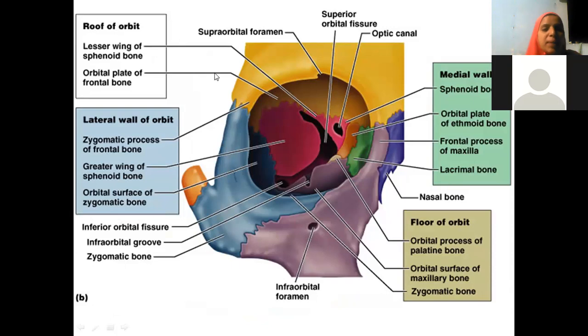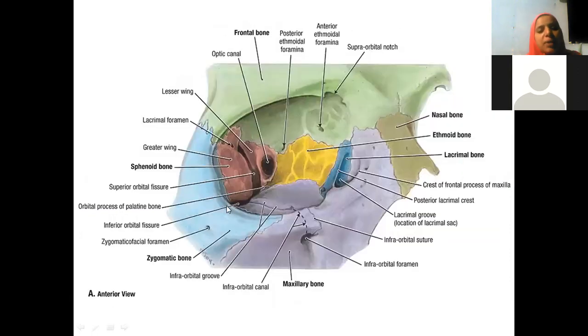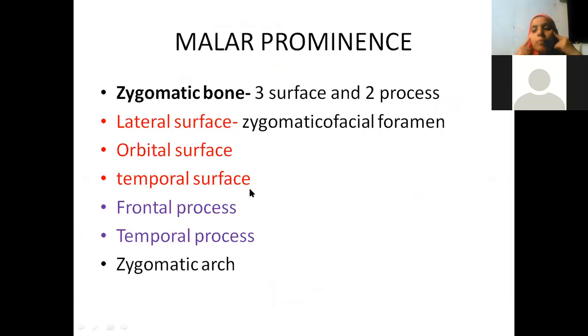The roof of the orbit is formed by the lesser wing of the sphenoid bone, then the orbital plate of the frontal bone. Now this is the medial wall, which is formed in pink color by the sphenoid bone. We have the orbital plate of the ethmoid bone in orange, the frontal process of the maxilla and the lacrimal bone. This is completely the floor, which is formed by the orbital process of the palatine bone, this cream colored bone, then the orbital surface of the maxillary bone, then the zygomatic bone. The lateral wall: the zygomatic process of the frontal bone, yellow in color, then the greater wing of the sphenoid, pink color, and the orbital surface of the zygomatic, this blue color. All these are the boundaries of the orbit. Then the malar prominence is this cheek prominence.